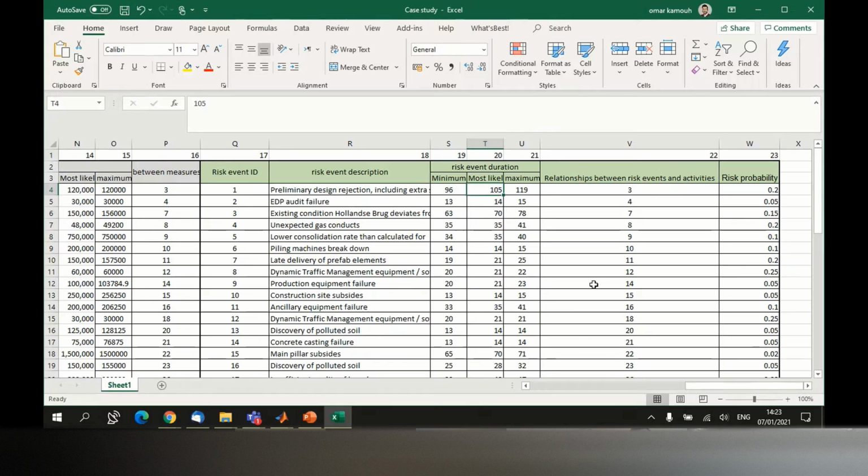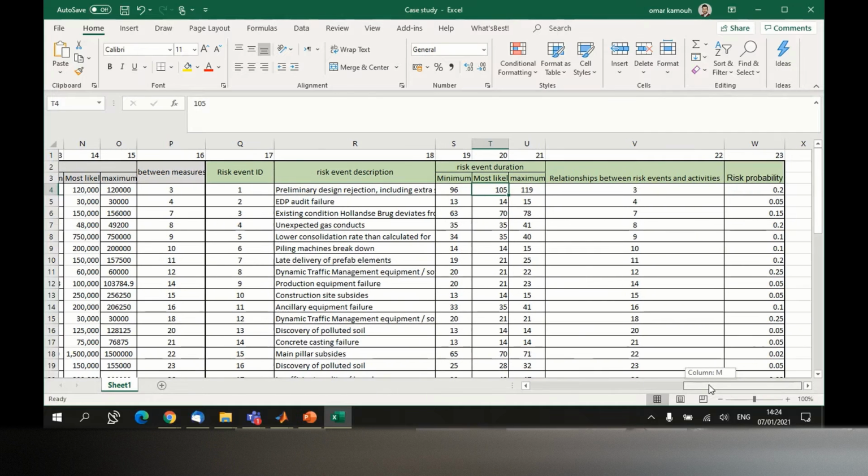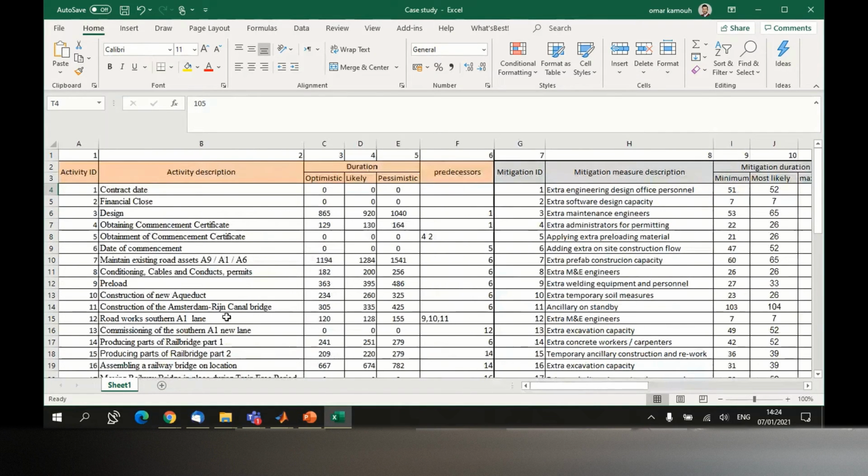I have a question. Yep. So the number in cell U4, the 190, let's say if you go back to the project file to the left, all the way to the left, is that the likely duration plus the pessimistic duration? So let's say that the design pessimistic is 1040. Is then the duration of the risk 920 plus the 120? Is that it? Or is it something completely different?